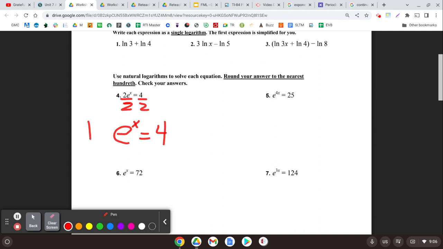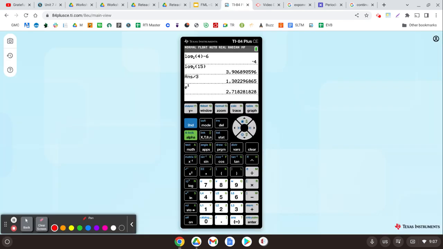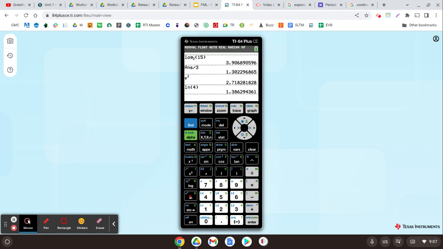But what you can just do to get rid of e is you take the natural log of both sides. That's what you're doing, the change of base formula, people. I don't want to confuse you. You get x is the natural log of 4. Go over to your calculator and you do ln. How many times do you think I'll do that in this video? ln of 4. And there you go.